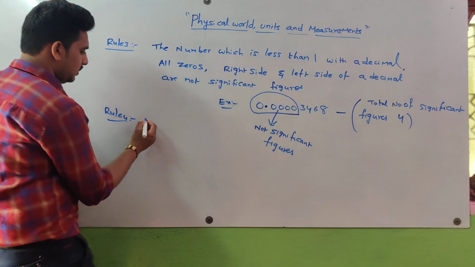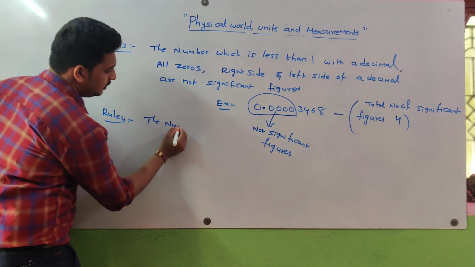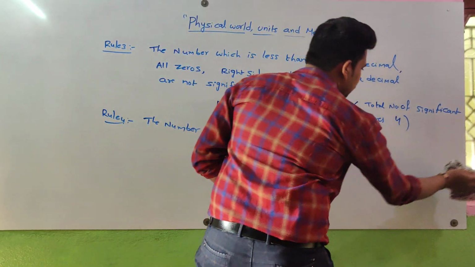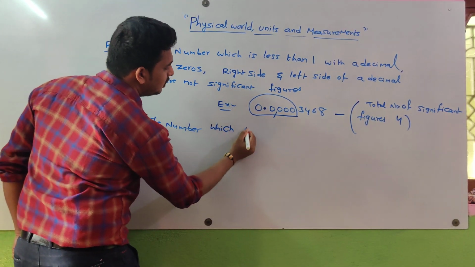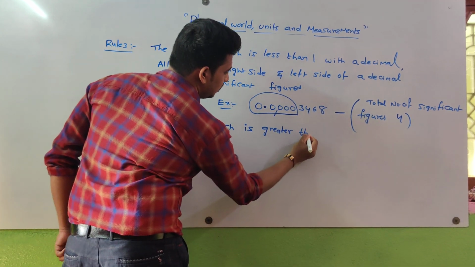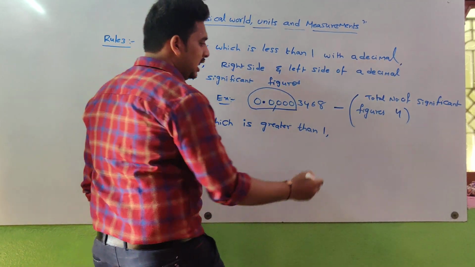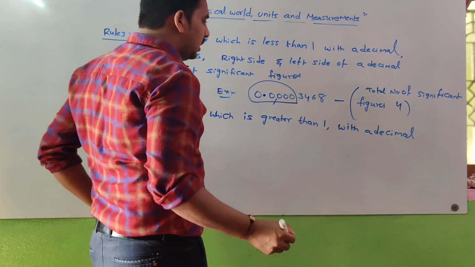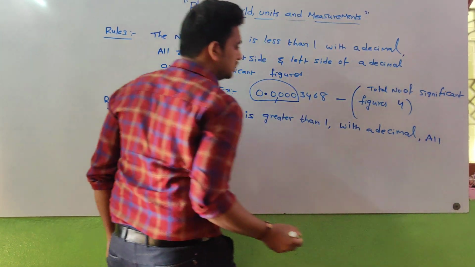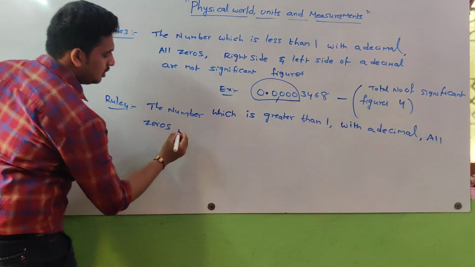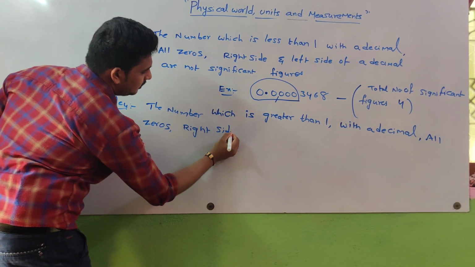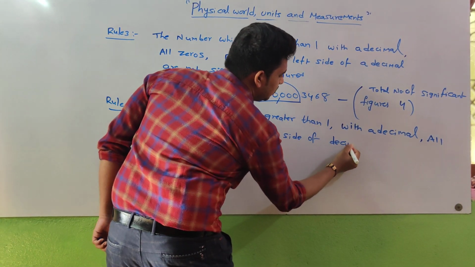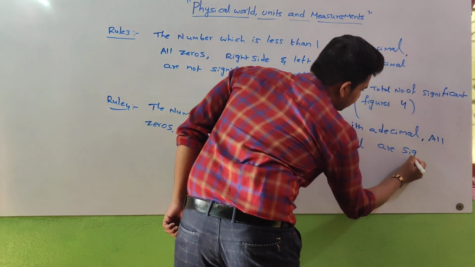Next, rule 4. For a number which is greater than 1 with a decimal, all zeros on the right side and left side of the decimal are significant figures.